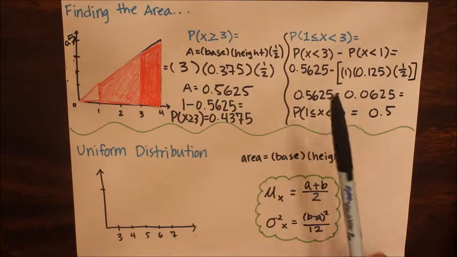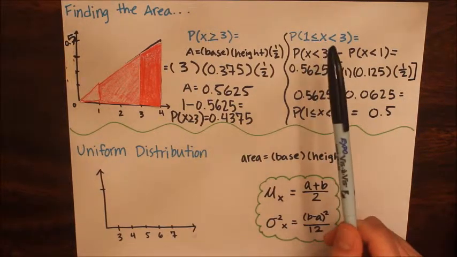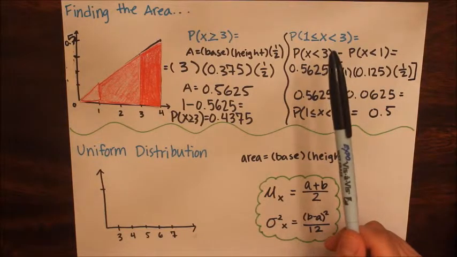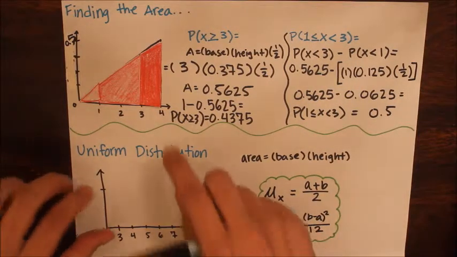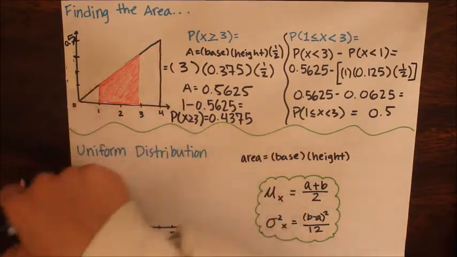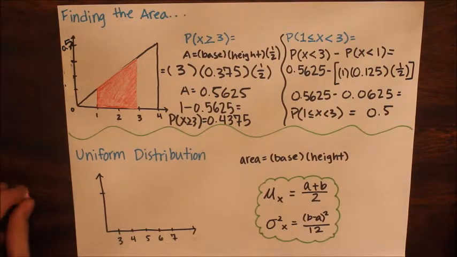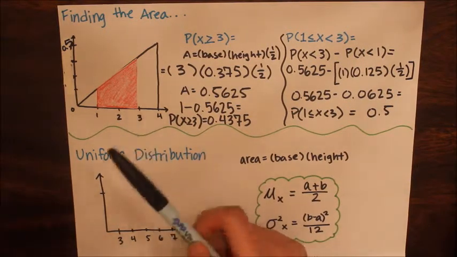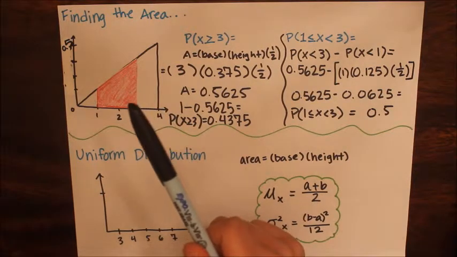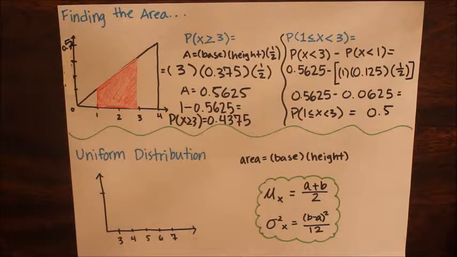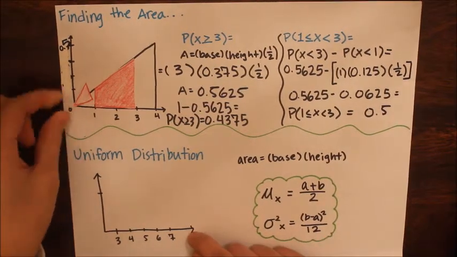I have a similar problem, but we're going to use a little bit different technique here. Probability of x being greater than 1 but less than 3. So we want to find the area right here. But this is a trapezoid. We can use the area formula for a trapezoid, but if you want to find it by using the formula of triangles, then we can use the same thing.